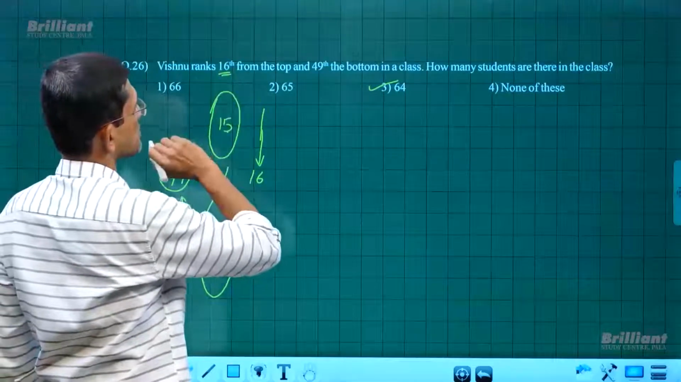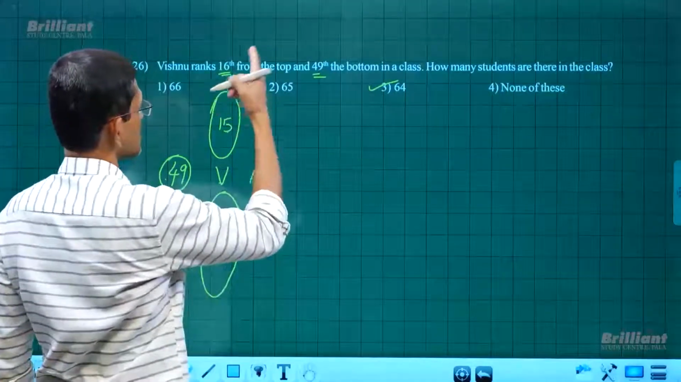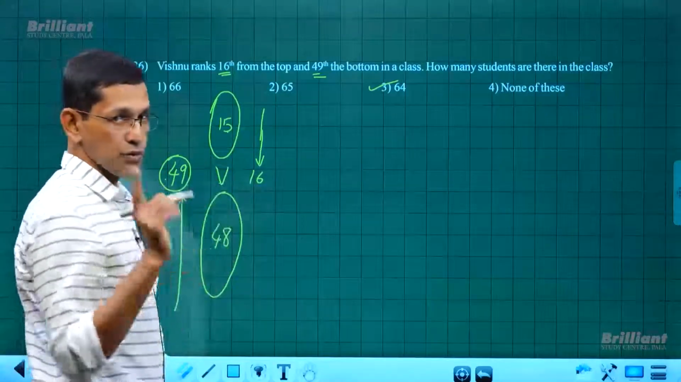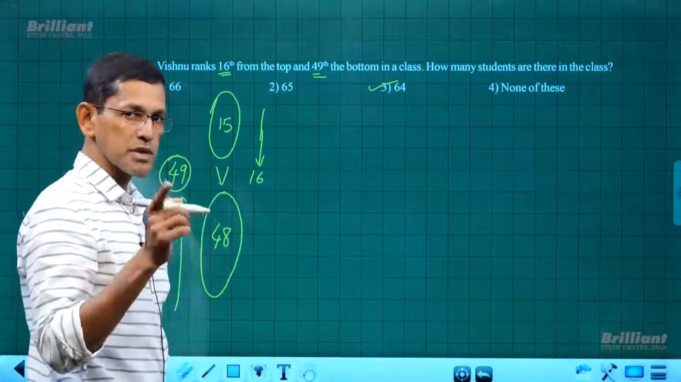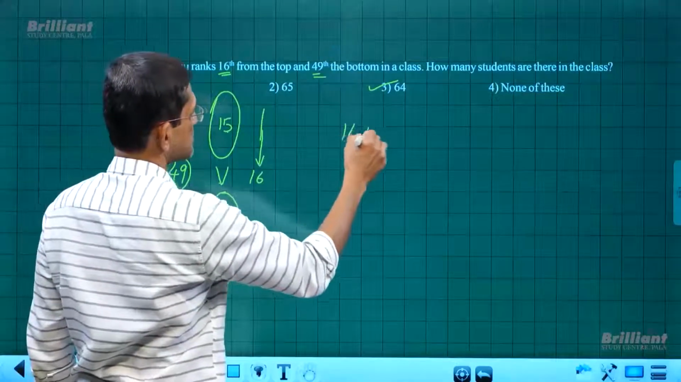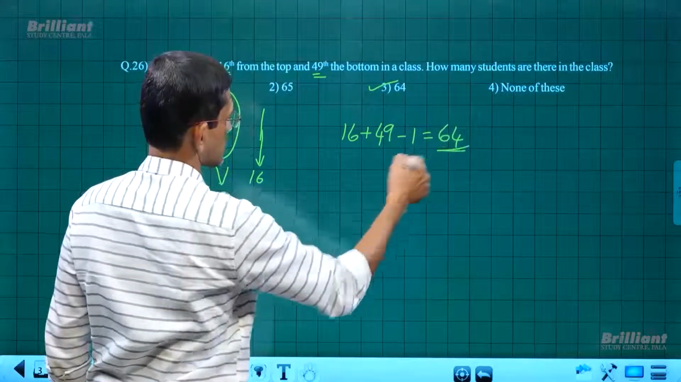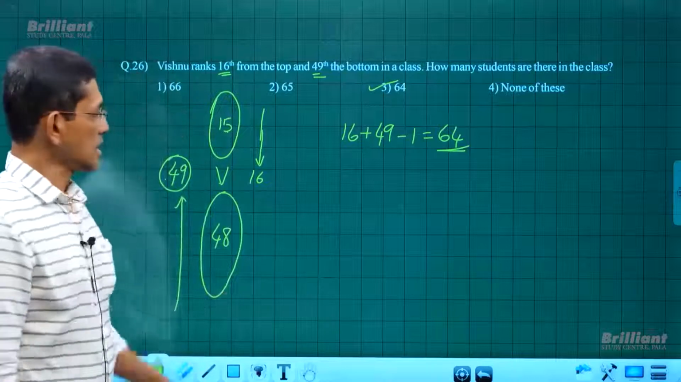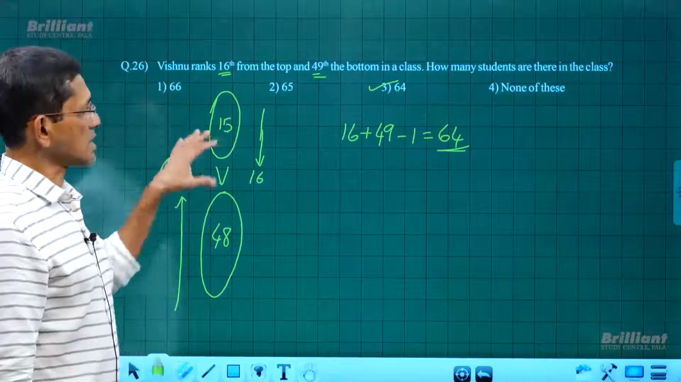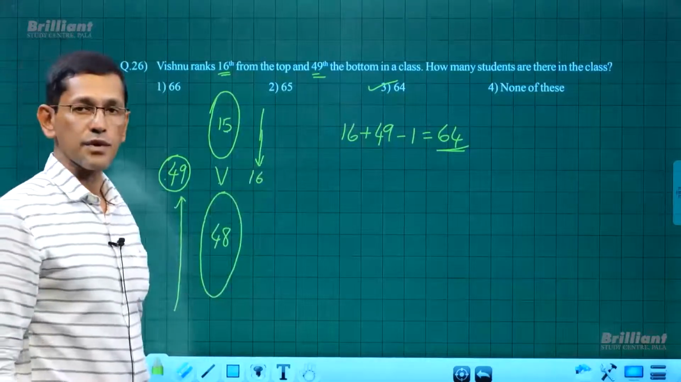There is a simple way of doing this calculation. 16th from the top and 49th from the bottom. So 16 plus 49, that is 65. And in that case, we have counted Vishnu twice. So that one must be subtracted from that 65. So 16 plus 49 minus 1, that is 64 as well. So that's another way of doing the calculation. And this picture will give you an exact idea about the arrangement. That's the reason I have drawn this picture. So anyhow the answer is 64.